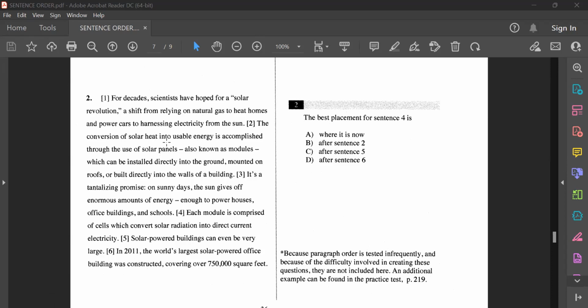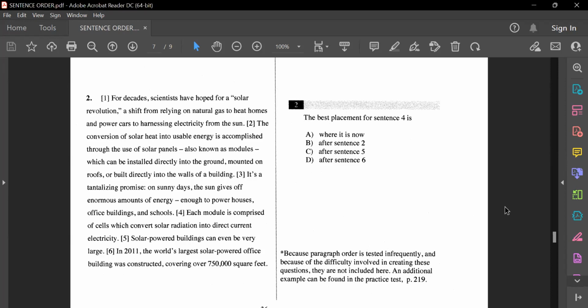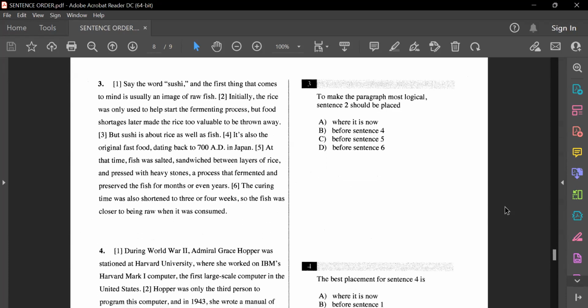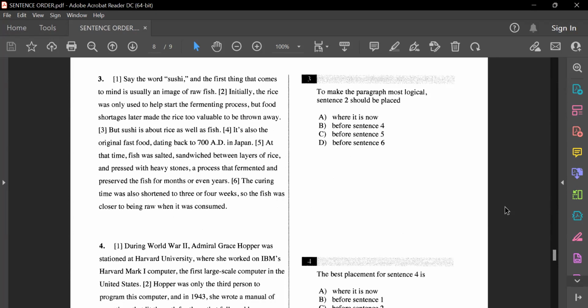Vardhan, done? What is the answer? Samiksha? Ma'am, it is after sentence 2. Can you please repeat? After sentence 2, option B. Correct. Very good. Vardhan, you also got it correct? Yes, ma'am. Very good. Perfect. Please solve the third question.